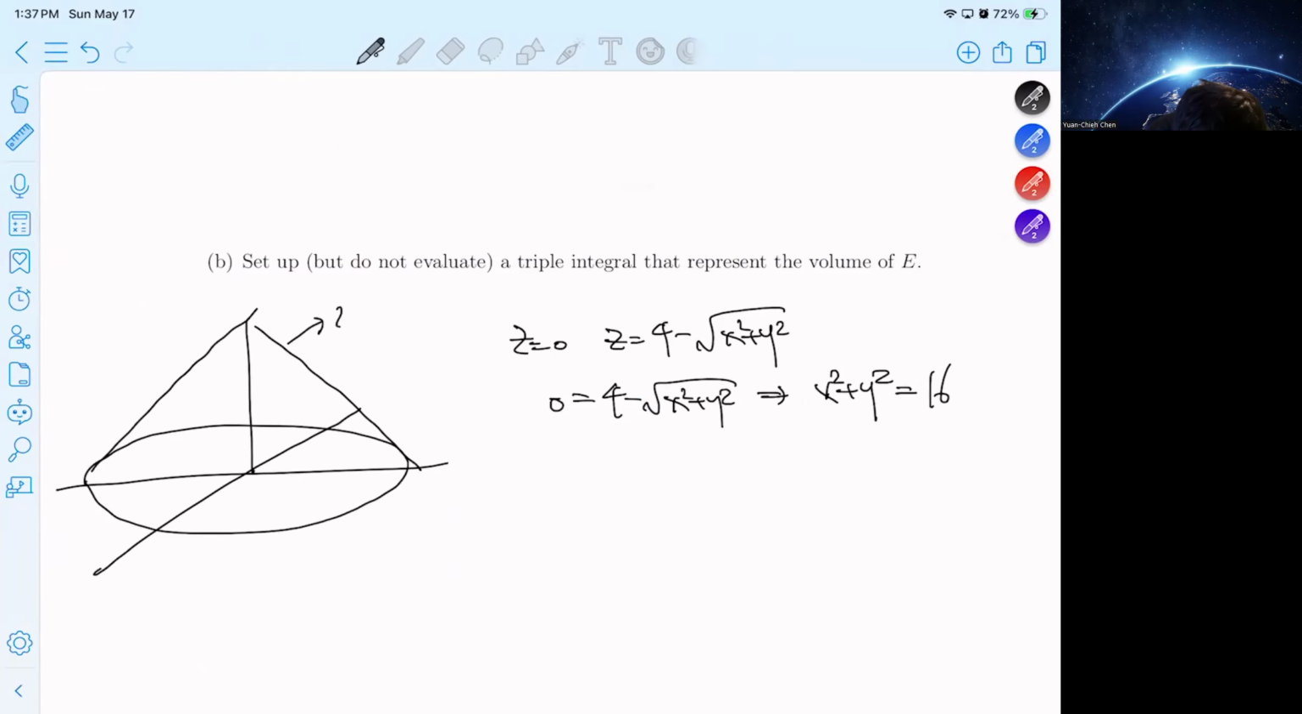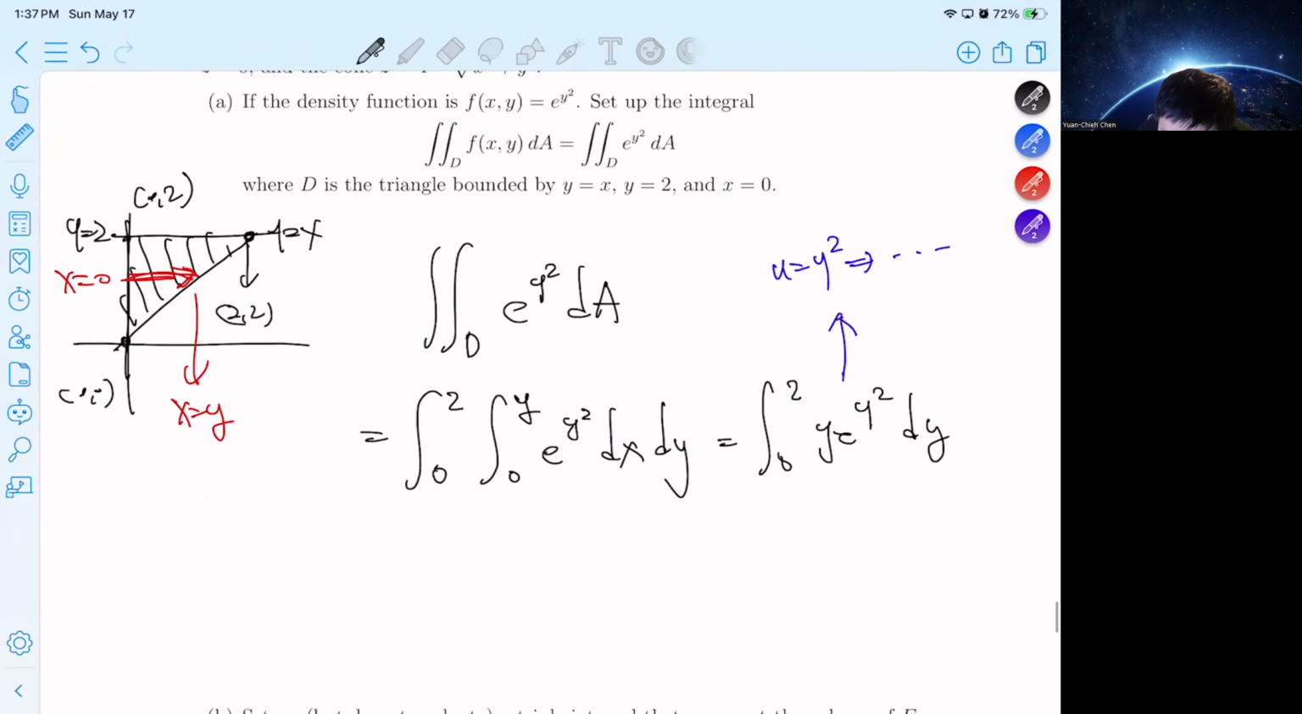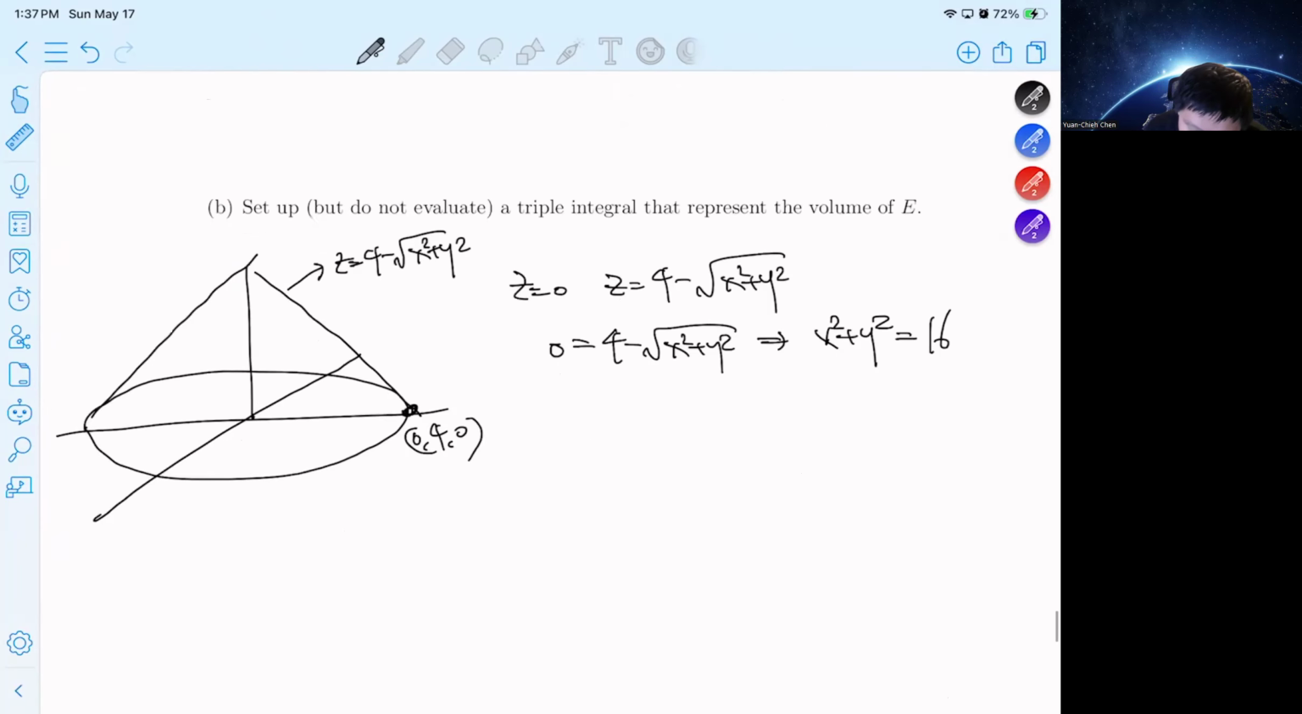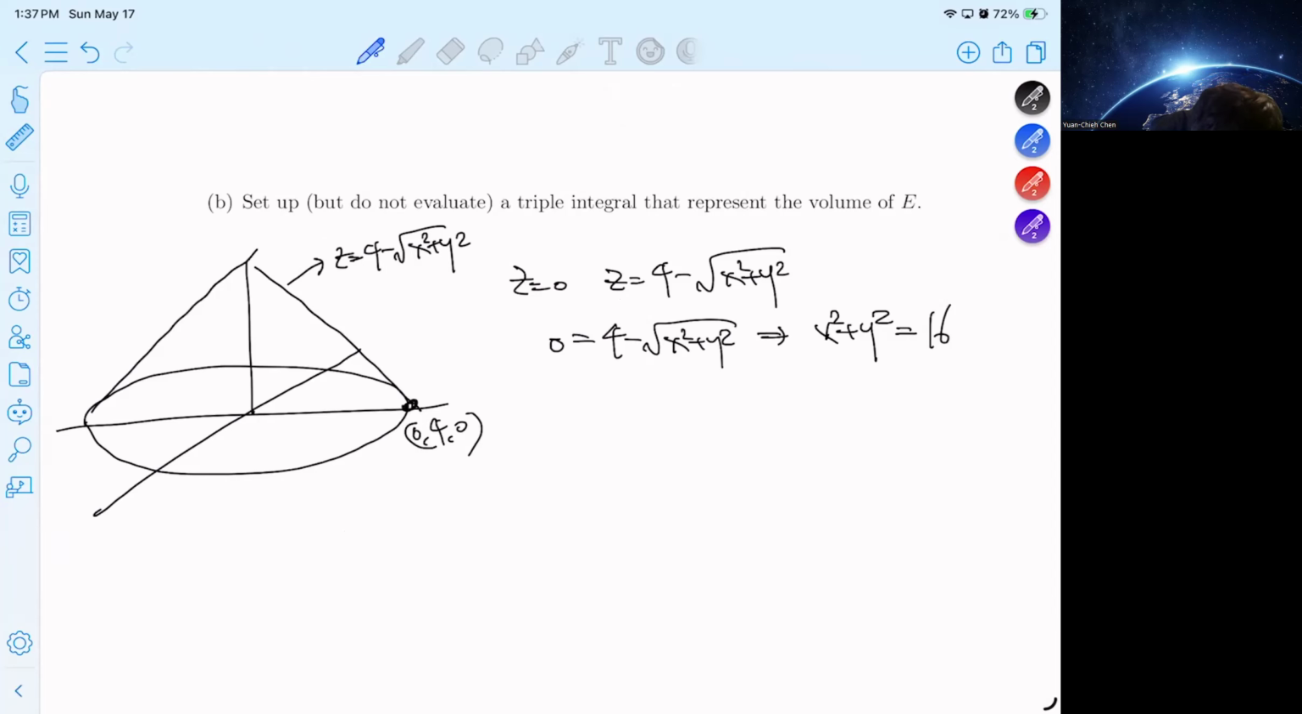So this is z equals 4 minus x squared plus y squared. So this is, say, (0, 4, 0). But my cylinder is only x squared plus y squared equals 4. So this is my cylinder. This is here, this is here, this is here. So these are my region. It's not the full thing. So this is my region.